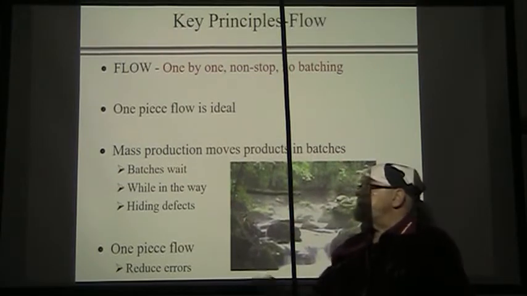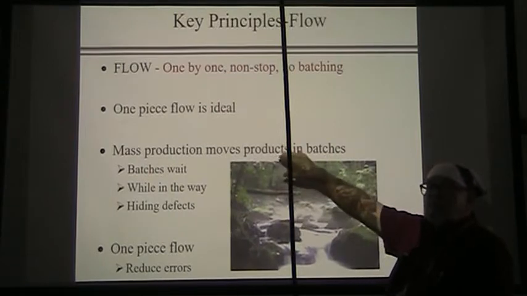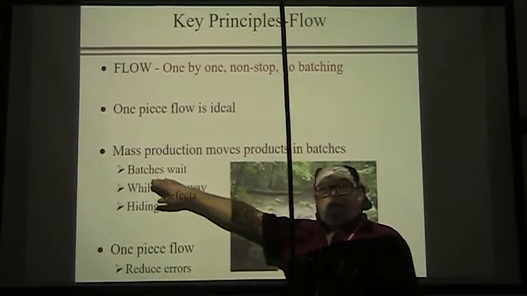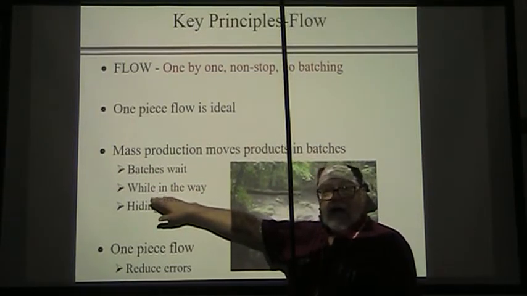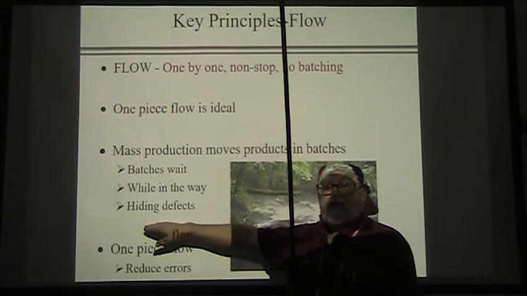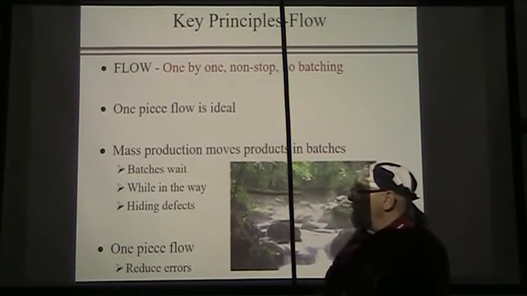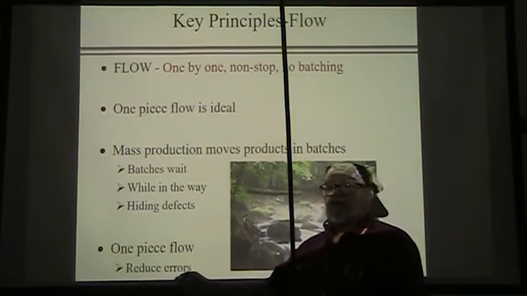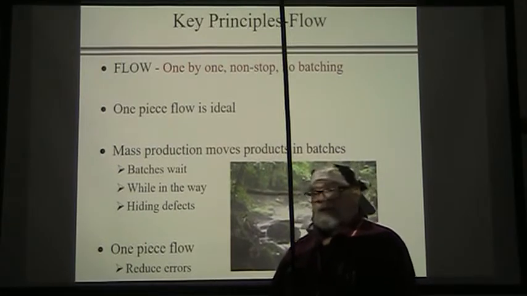By contrast, mass production moves products in batches. Batches wait while they're in the way, and they hide defects. With one-piece flow, it can reduce errors, and it reduces our lead time.